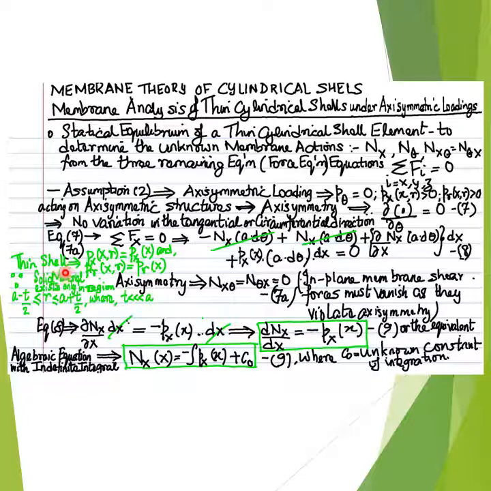Since the assumption of thin shell implies that the solid material or the region of interest in the solid continuum of the thin cylindrical shell lies in a very small range of the radial coordinate r, that is between a minus t by 2 to a plus t by 2, where t, the thickness of the thin cylindrical shell, is much smaller than the radius of curvature of the thin cylindrical shell.